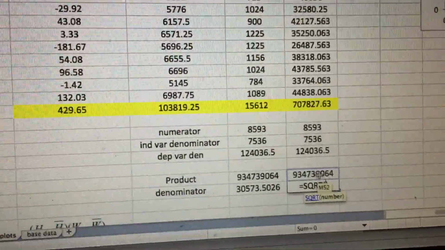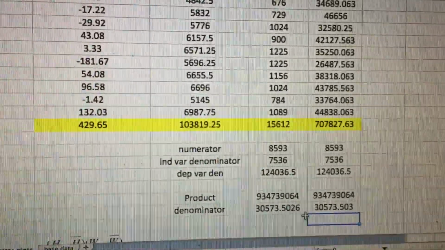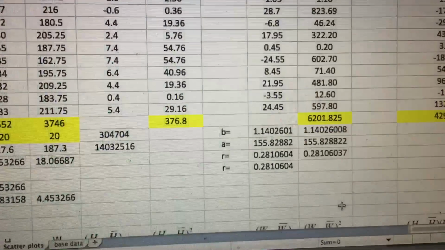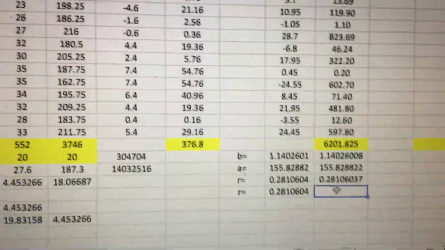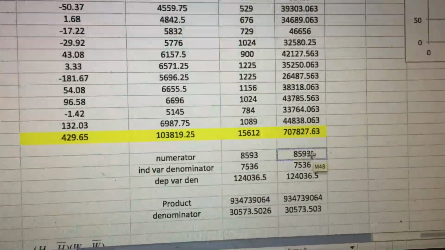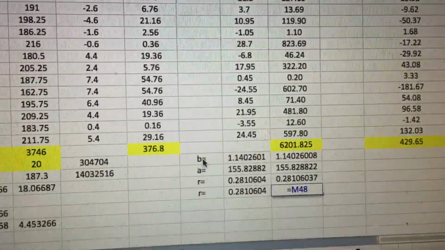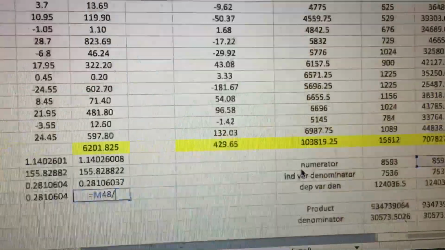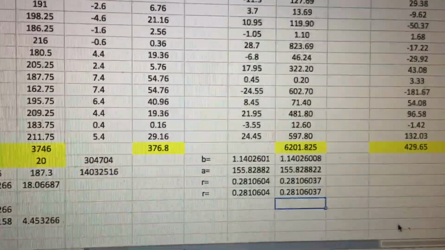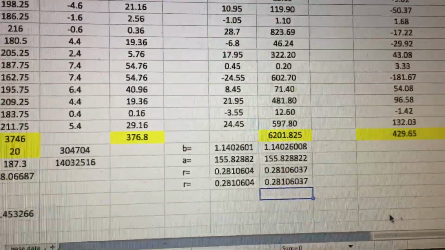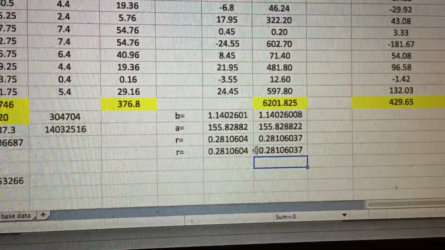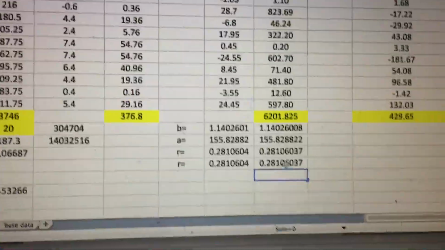And we say we want the square root of this number. Good, so we've got that. Now to get the r, we have to take the numerator and divide it by the denominator, and we've got the slope, oh, not the slope, but the value of r, which I guess is the regression.